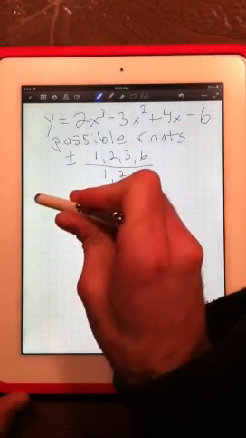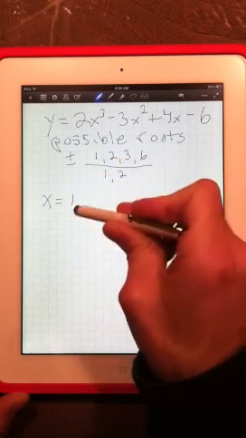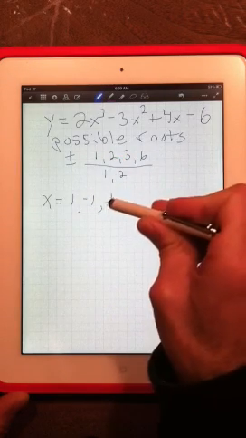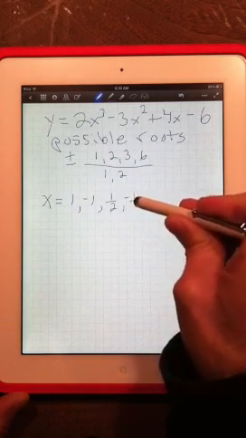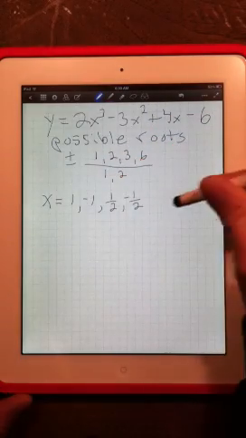So that means my possible roots could be something like x equals 1 over 1 or -1, 1 over 2, or negative 1/2. So there's going to be a lot of them here, right? 4 on the top, 2 on the bottom is going to give me 4 times 2 or 8 possibilities.